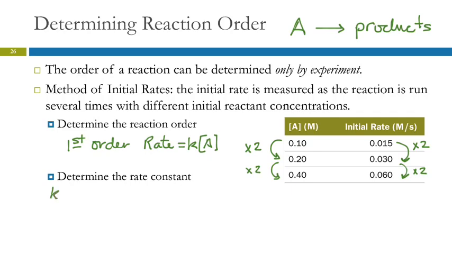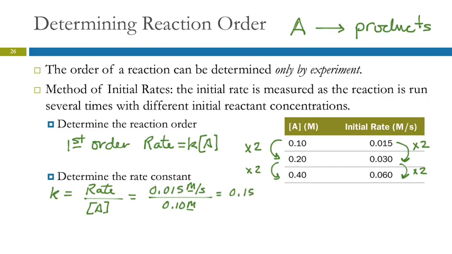So we can rearrange our equation there. The rate constant equals the rate divided by the concentration of A. So 0.015 molarity per second divided by the concentration, 0.10 molar. I should be able to do this in my head, but my head's not working very well. 0.15.